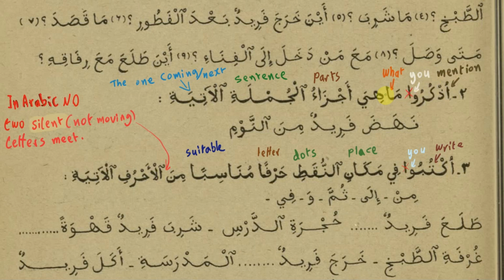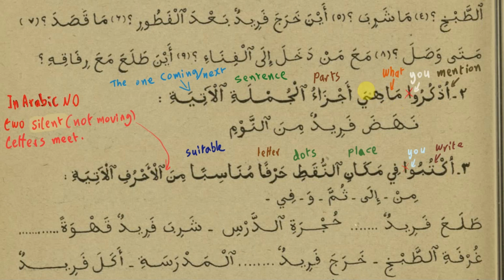اذكروا, mention. ما, what. In this context, it means what. In other contexts, it might mean the one that, or a question. So ma is used in different ways in Arabic. In this context, it means what here.